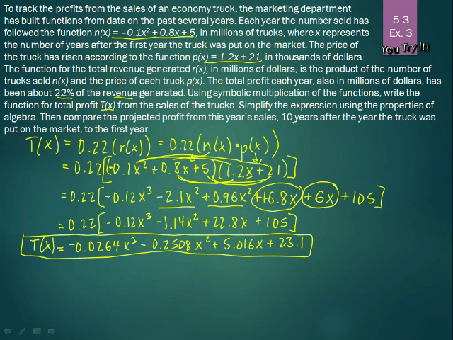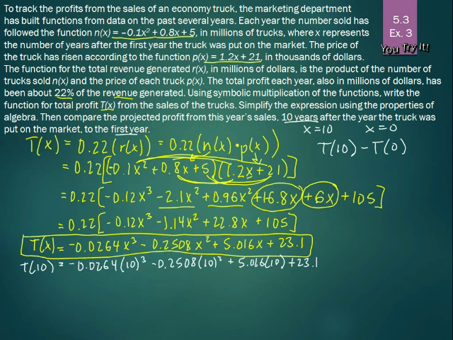Now to answer their final question, comparing 10 years after the truck was put on the market to the first year, just remember x was years, and so we want to compare when x equals 10 to x equals 0. To compare those, we could just subtract and see what the difference in profit was. So we could use our profit function and just do t of 10 minus t of 0. And so t of 10, we would just go ahead and plug in 10 for every x value.